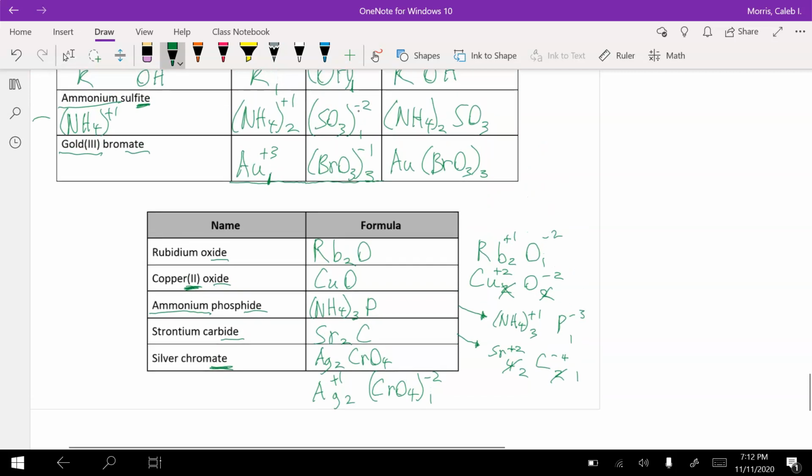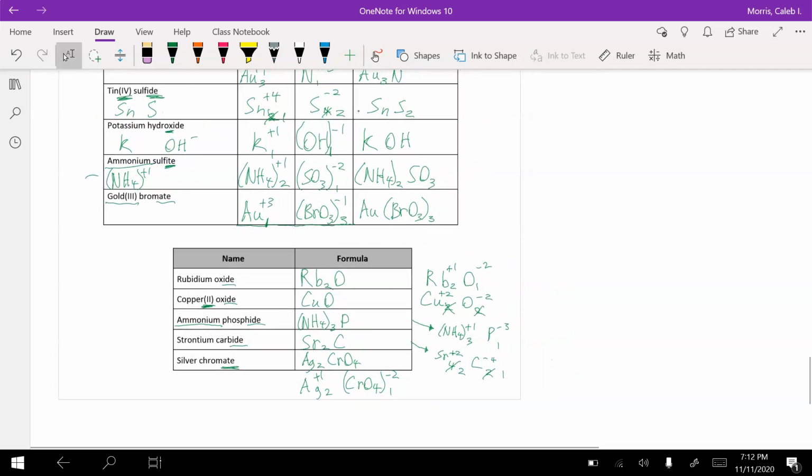All right, that's it for writing formulas. You ought to be able to finish up the formula writing practice at this point.